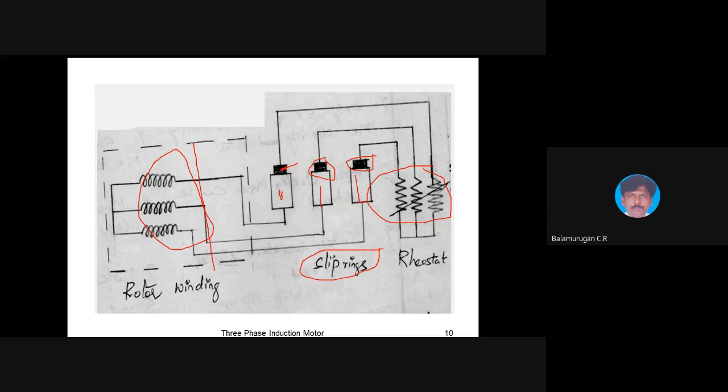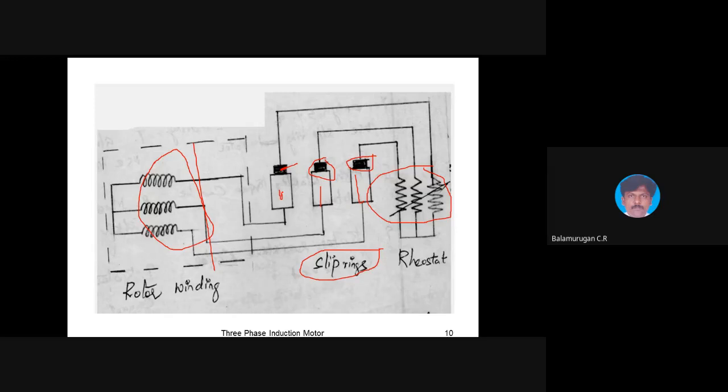So you know what is the role of a brush? It will collect the current from the commutator. Generally, it will collect the electrical parameters from the rotating part. So the slip rings are circular, and the brush slides over the slip ring. From the rotating part, the current will be fed to the rheostat. If we include more resistance in the rotor circuit, we can obtain variable speed in the induction machine. This is the major difference between the squirrel cage and the slip ring.